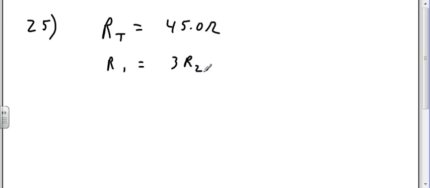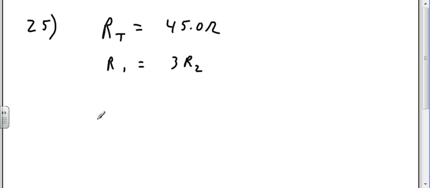25. The equivalent resistance of 2 resistors, okay, so in other words, resistance total. Resistance total is 45 ohms. If the resistance of one resistor is 3 times that of the other resistor, so I have resistor 1 is equal to 3 times resistor 2, what is the value of each resistor given that resistance total is that, where R is that and so on.